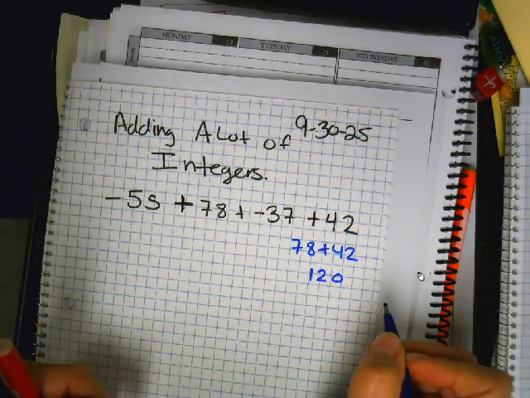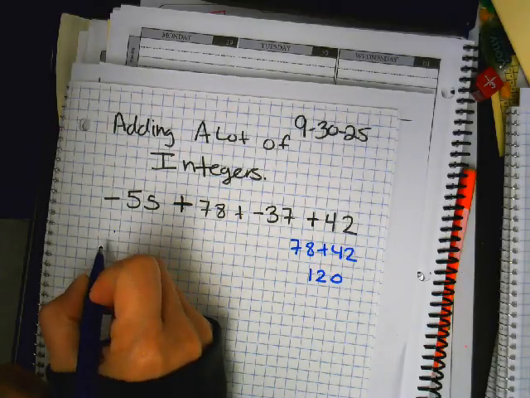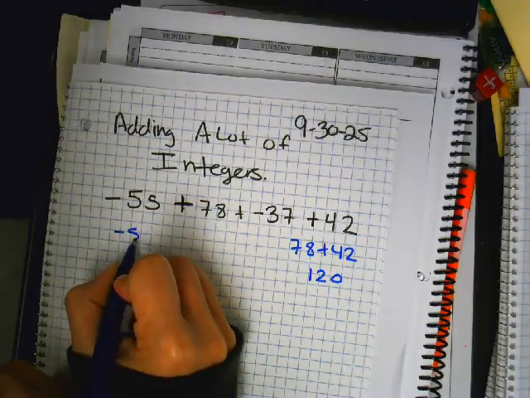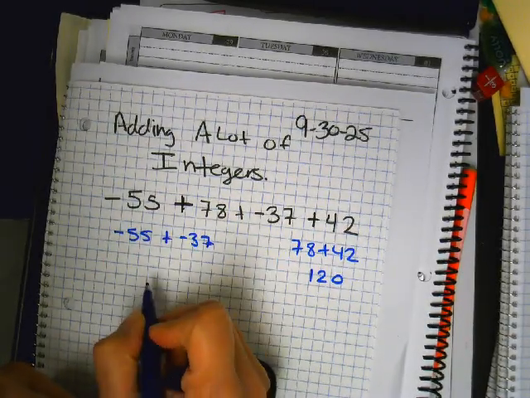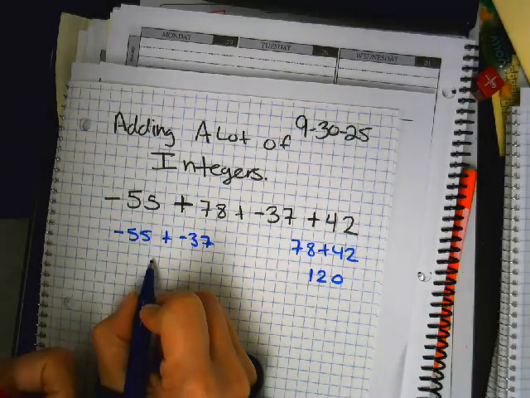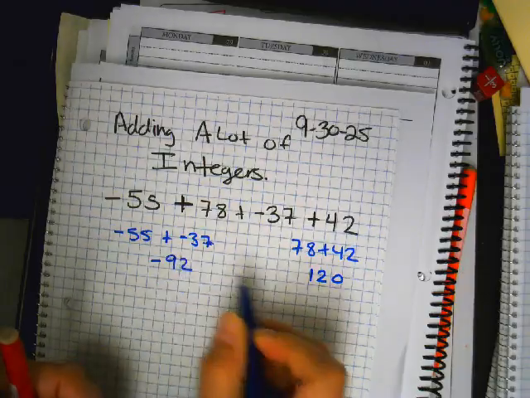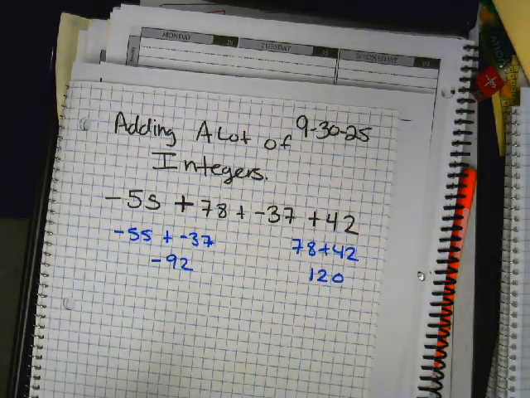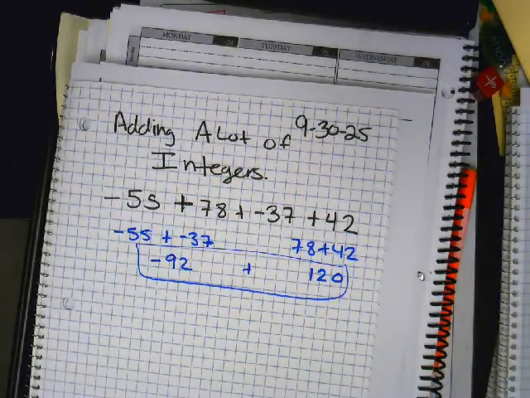Then I would add what? Negative 55 and negative 37 equals what? 92. So I added my two negatives. I added my two positives. Now, what do I do with these two numbers? Add them. Well, in quotation marks, right?